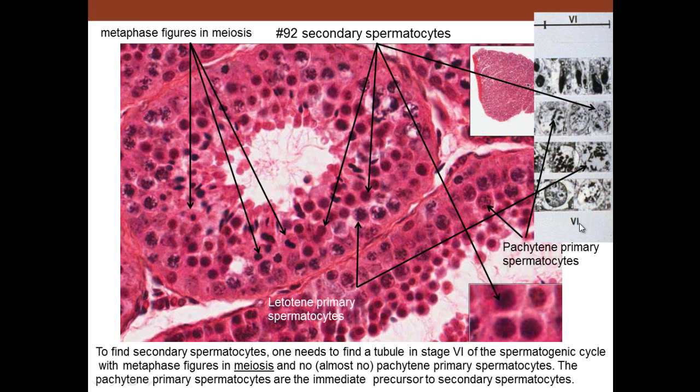And here we can see that secondary spermatocytes appear in stage 6 of the cycle. We'll talk about those in a minute. But these are secondary spermatocytes in through here. And these are the pachytene primary spermatocytes that gave rise to these guys. And these ultimately will divide to give you spermatids. So we have spermatogonia, spermatocytes, secondary spermatocytes, and maturing spermatids.